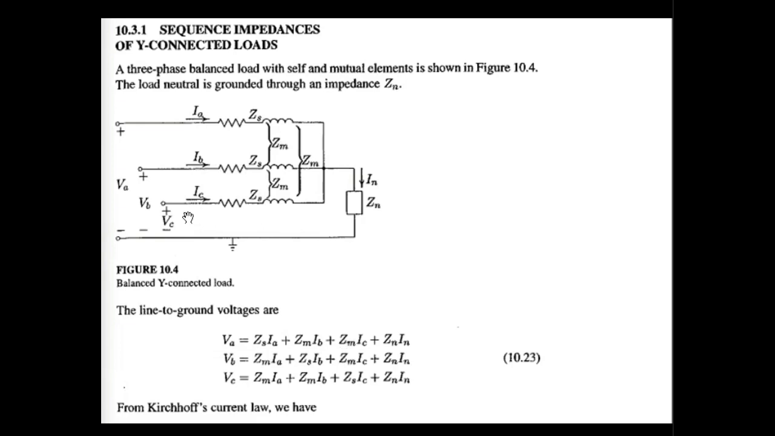So when we want to write the KVL equation around that loop, these are the source and these are the drops for the line, right? And IN with Zn. So in this way, we can complete the KVL equation for the different phases VA, VB, VC. Be careful about Zs and Zm. Zs is the self impedance and Zm is the mutual impedance between different phases. And Zn is the neutral impedance.